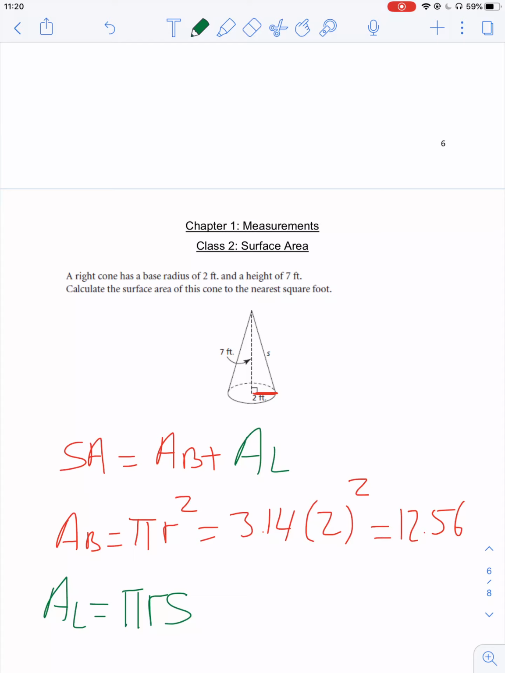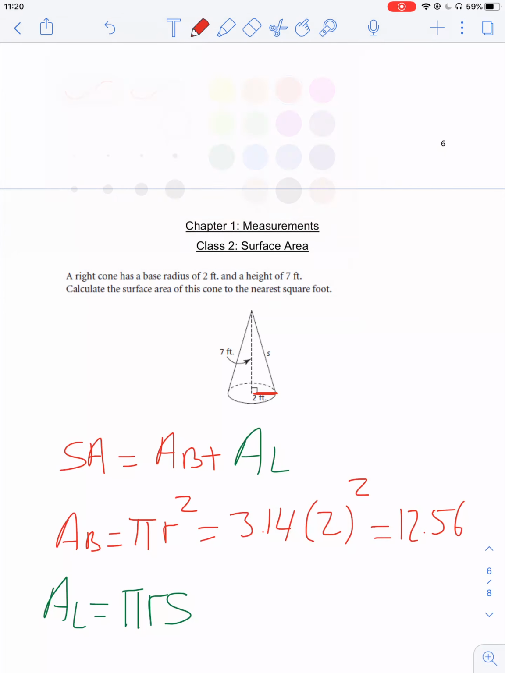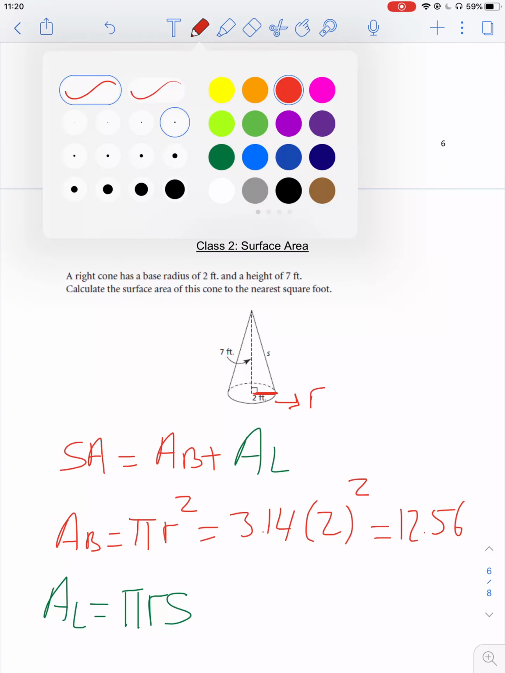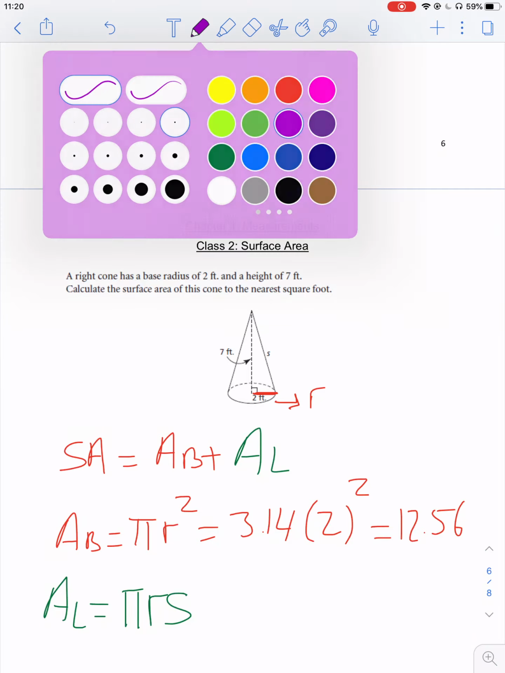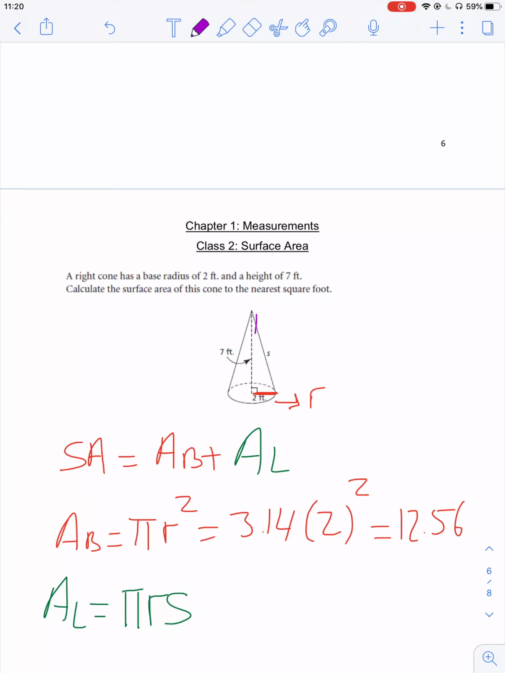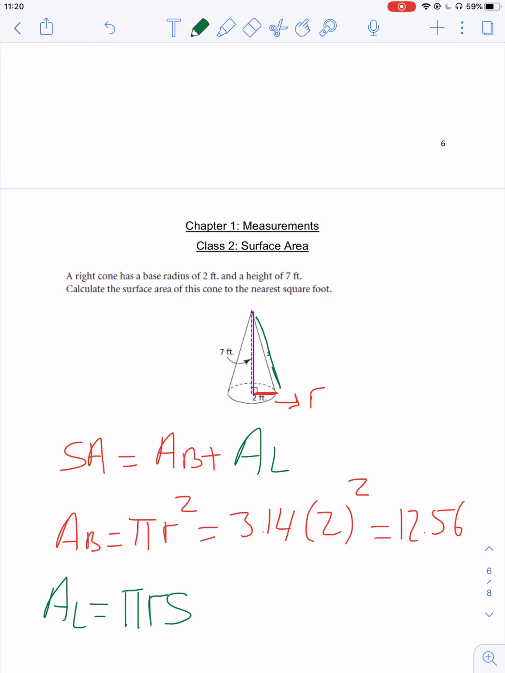But I have a problem, because I know what r is. r is 2, so this is my r. But I don't know what my s is. So I'm going to have to use the Pythagorean theorem again. Let's draw this triangle, this one over here. Let's use purple for this height, and s is in green. So this is the triangle that I'm interested in.